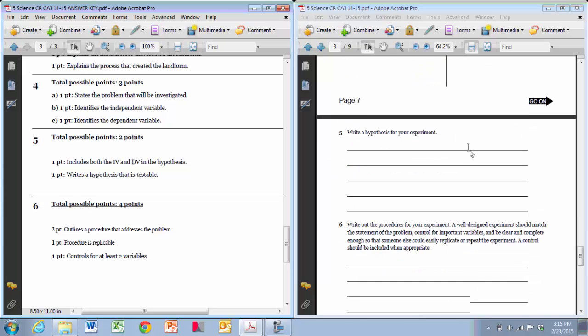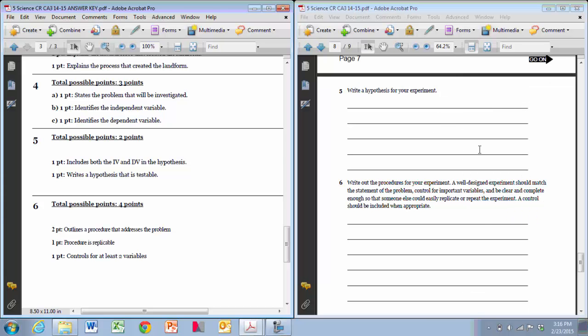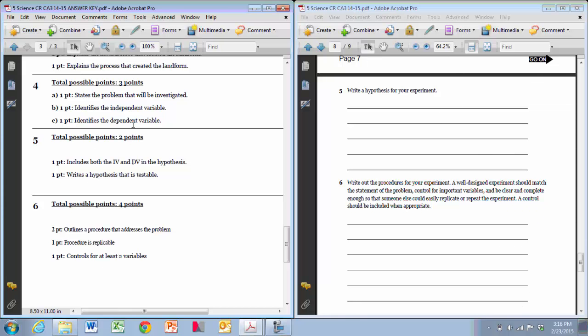We go down here for number 5. So number 5 is worth 2 points total, as you can see right over here. So the hypothesis must include both the independent variable and the dependent variable, and it must be written in a way that shows that it is testable.